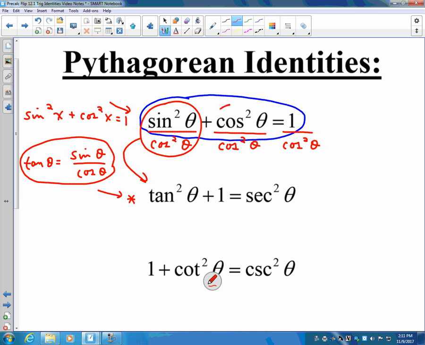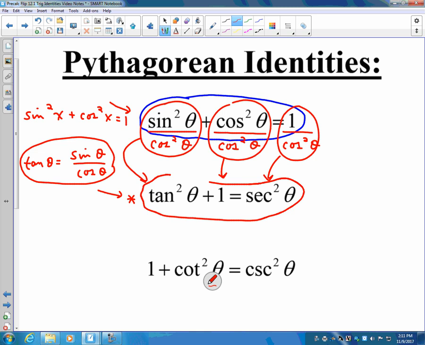What's cosine squared theta divided by cosine squared theta? Well, anything divided by itself is 1. And what's 1 divided by cosine squared? Secant squared, right? That's a reciprocal function. All right, so copy this down. Tan squared theta plus 1 equals secant squared theta. You have to know that. You have to remember that.